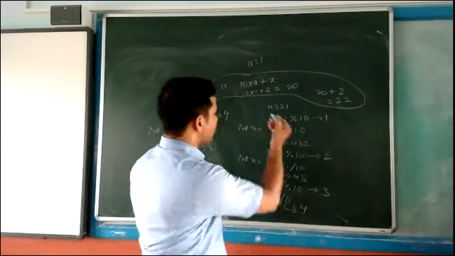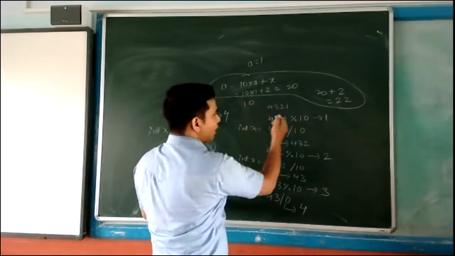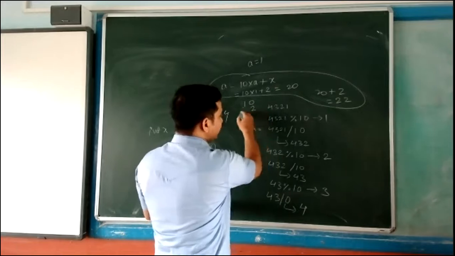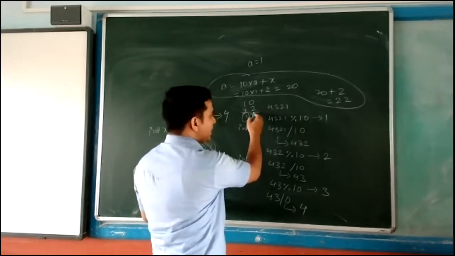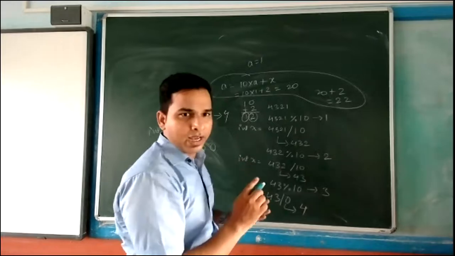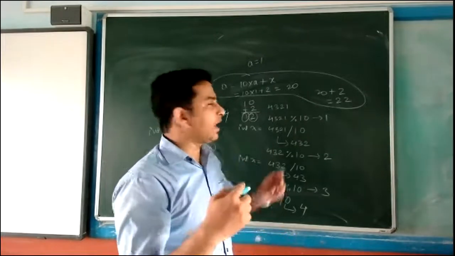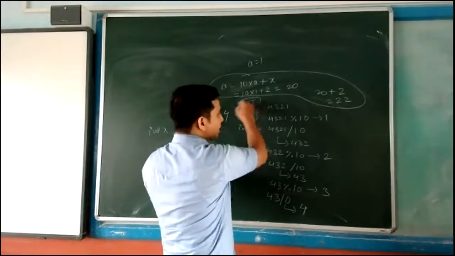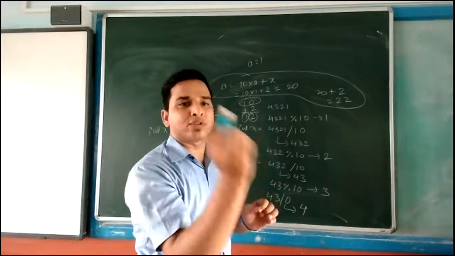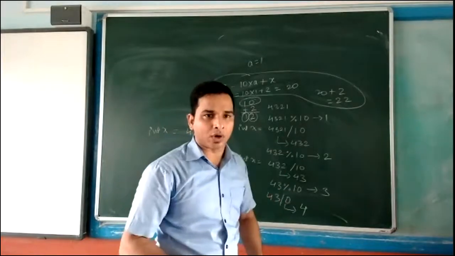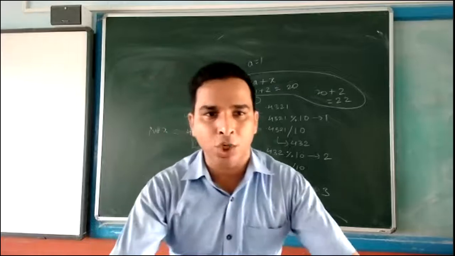Suppose 10 is there, the new digit is 2, then the addition will be 12. It means the previous digit is here and the new digit is here. But in this case, we have no need of this particular thing because we have to add the individual digits. That's why we have to separate the digits and just add them. Okay, I am going to execute that program.